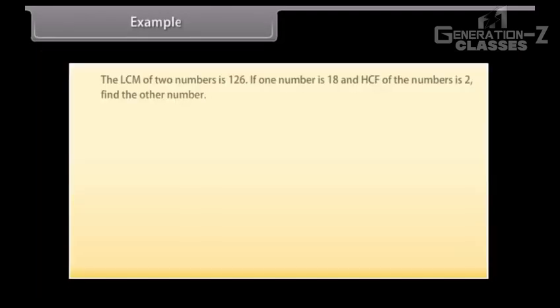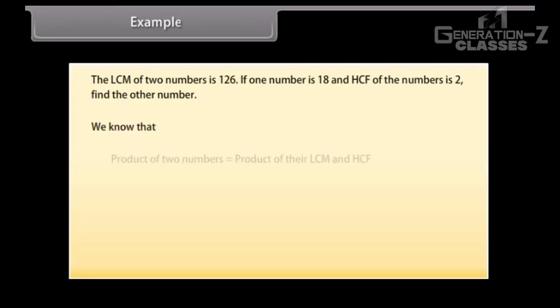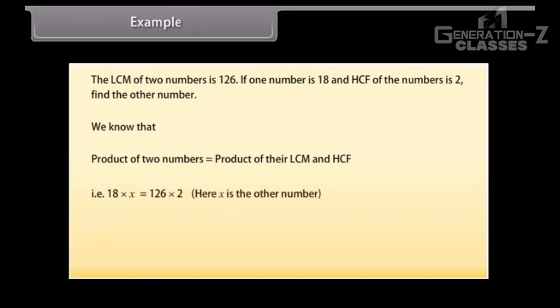Example: the LCM of two numbers is 126. If one number is 18 and the HCF of the numbers is 2, find the other number. We know that the product of two numbers is equal to the product of the LCM and HCF. That is, 18 × x = 126 × 2. Here, x is the other number. That is, x = (126 × 2)/18. That is, x = 14.